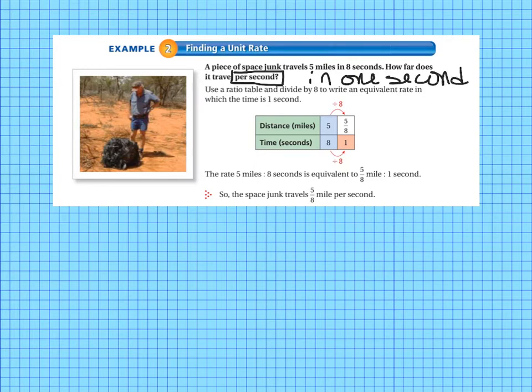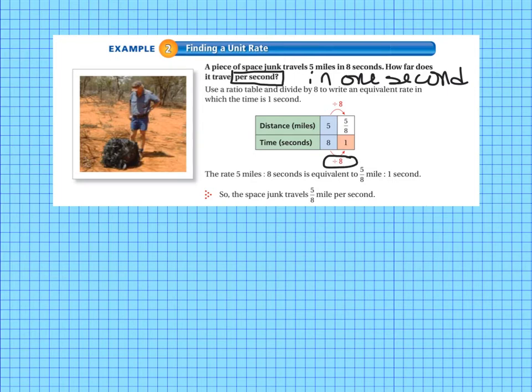So we're going to use a ratio table and divide 8 by 8 to write an equivalent rate in which the time is 1 second. So you have 5/8, and you want the bottom of the fraction, instead of 8, to be 1. So in order to get the bottom of your fraction to be 1, you divide by 8.